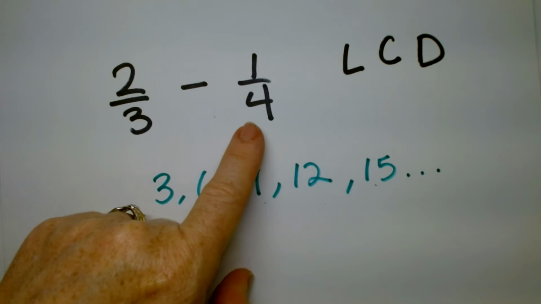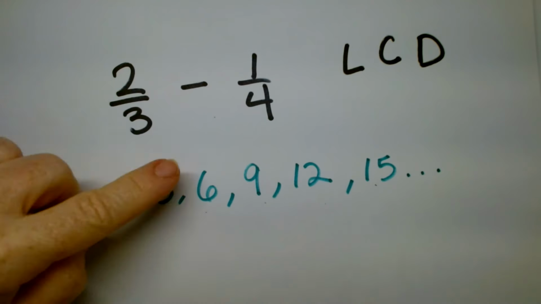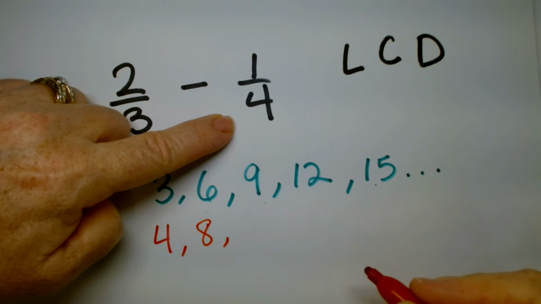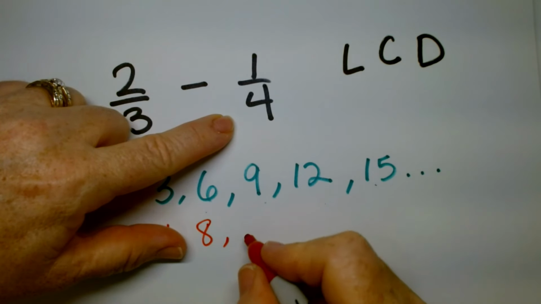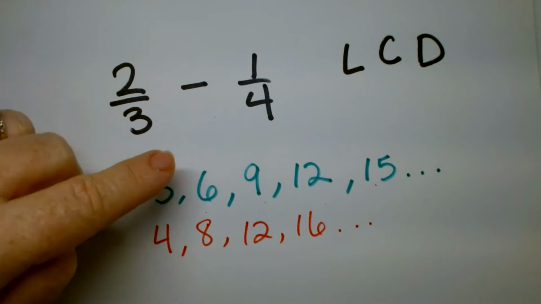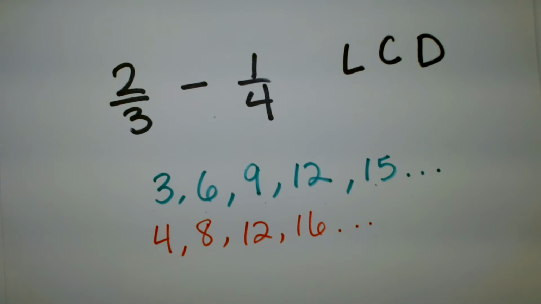Can you help me count by 4s? Help me count by 4s. 4, and then 4 plus 4 is 8, okay? 8 plus 4 is 12, then 16, and it goes on. Do you see any that match? Yeah, which ones match? Okay, the 12.